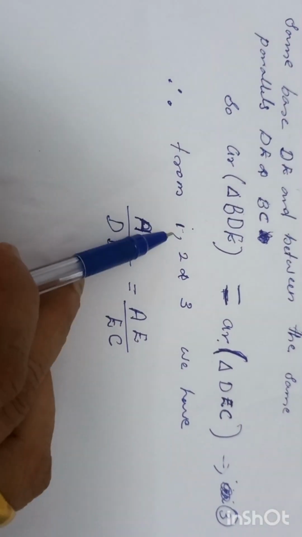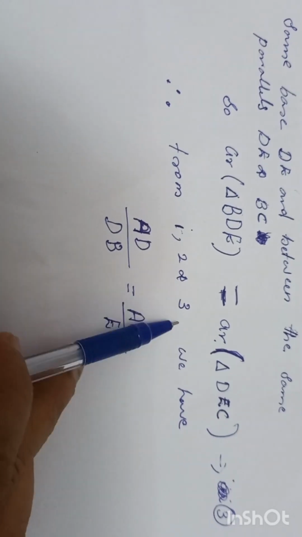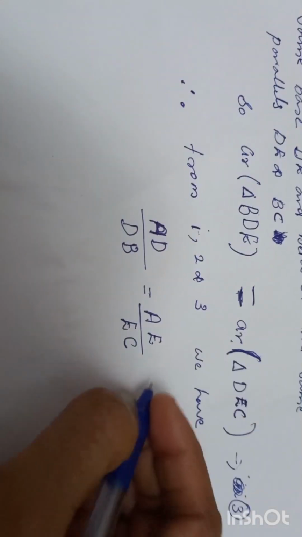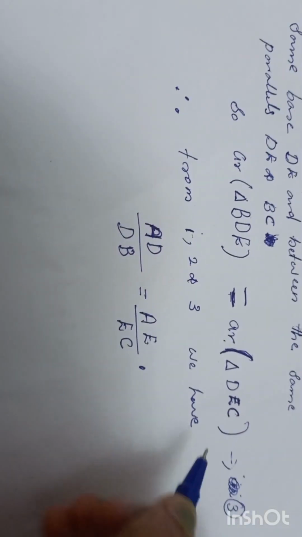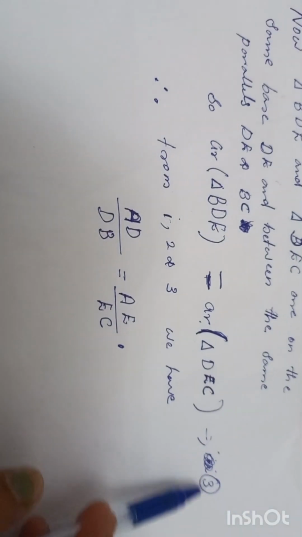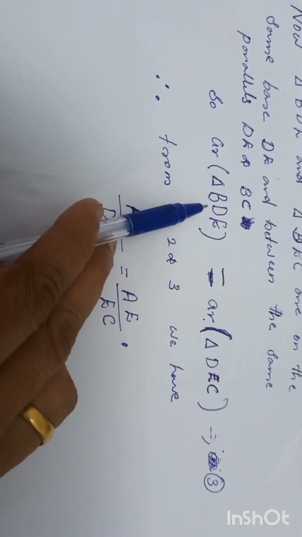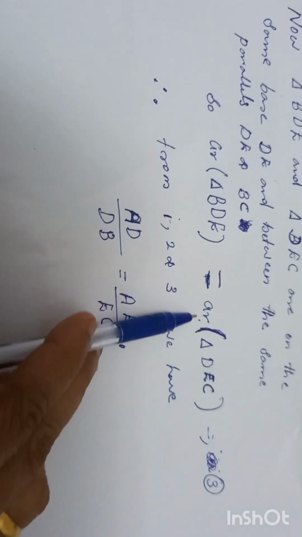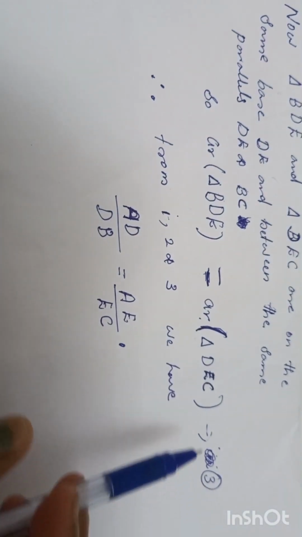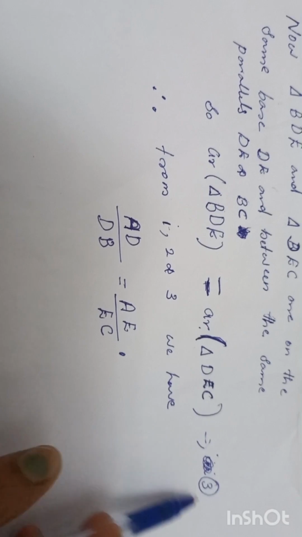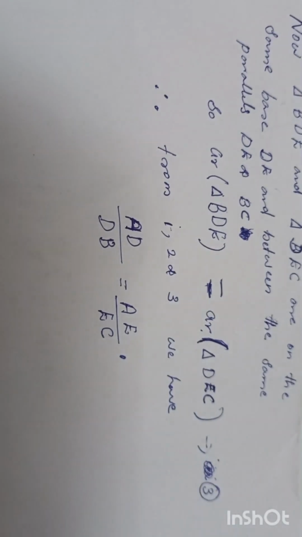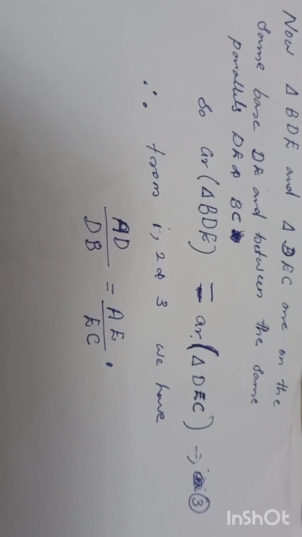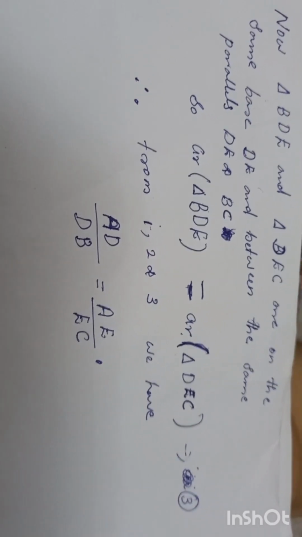Therefore, from 1 and 2 and 3 we have AD by DB is equal to AE by EC. What is equation number 3? Area of triangle BDE is equal to area of triangle DEC. This is equation number 3. Then on the basis of this we can do the next problem. Next part we can do.